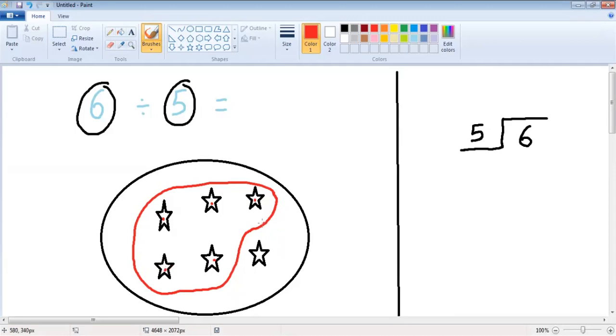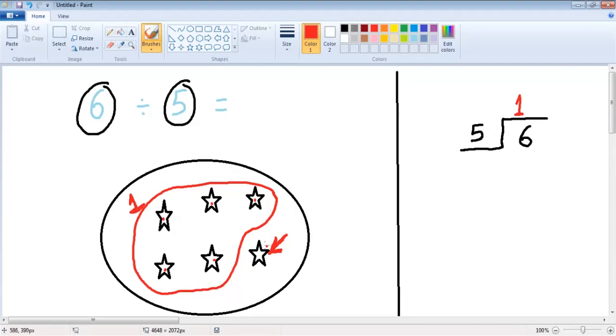Yeah. So how many groups? Only one group of 5. And still we have one more, this one. This is the remainder. So 6 divided by 5 is only one group, right? One group of 5, look, 1, 2, 3, 4, 5. So 1, 2, 3, 4, 5 stars make one group.